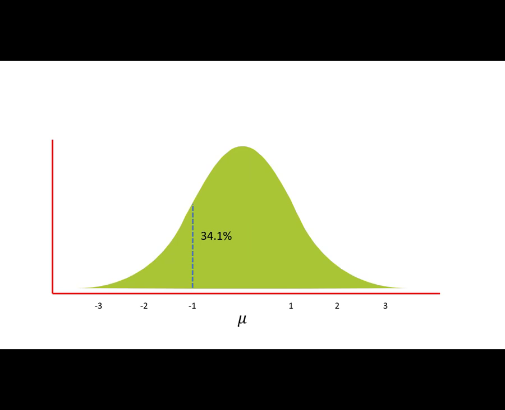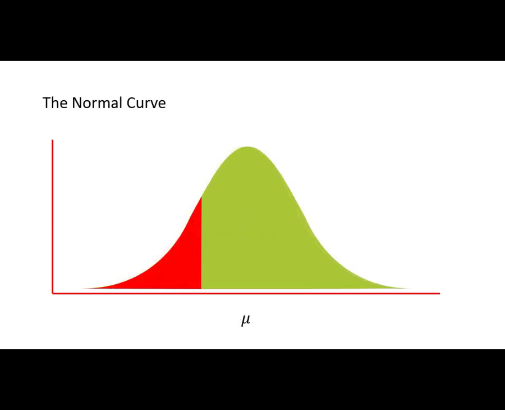Another important result of the fact that the distribution is symmetrical, as we've already said, is that 50% of the scores will fall above the mean, and 50% of course will also score below the mean. Combining this with the 34.1% of the scores that fall between the mean and one standard deviation below the mean, we can compute the percentage of scores that fall below one standard deviation below the mean. It looks something like this. We have 84.1% above one standard deviation below the mean, and 15.9% below one standard deviation below the mean.